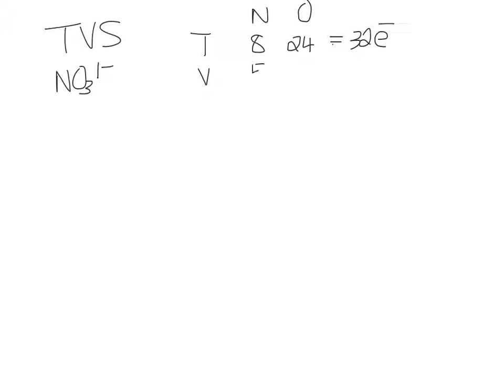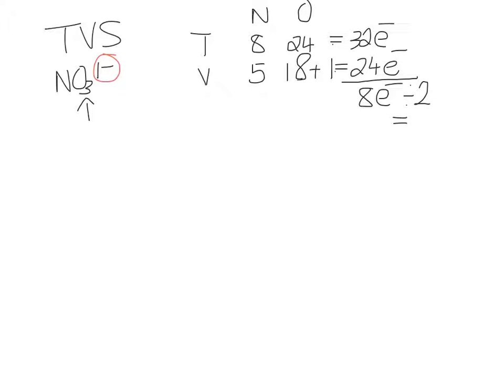Valence, nitrogen brings 5. Oxygen brings 6 times 3, 18. 3 because of our formula. And you have to add in the 1 electron for the negative charge. So, total valence, 24 electrons. If you ever get an odd number of valence electrons, you did something wrong. You should always have even. So the difference here is 8. So if you divide that by 2 for 2 electrons per bond, we've got a total of 4 bonds.